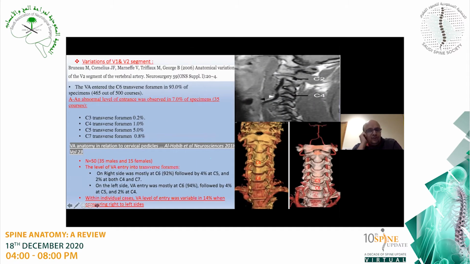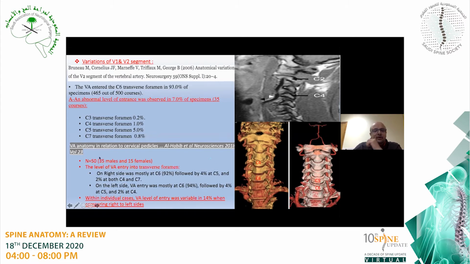Now we're gonna go through the variations of the V2 segment. I present here 2 studies. The first one is in a Western population. They studied 500 vertebral artery courses, V2 segment, and they identified an abnormal level of entrance into the transverse foramen in about 7%. As we can see here, at C3 level 0.2%, C4 transverse foramen 1%, C5 transverse foramen 5%, and C7 less incidence of 0.8%. As you can see here, this vertebral artery enters at C4 level, and C5, C6, C7, the vertebral artery lying freely anterior to the transverse foramen.